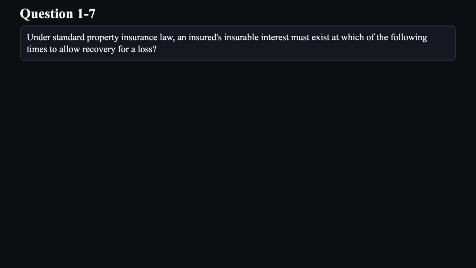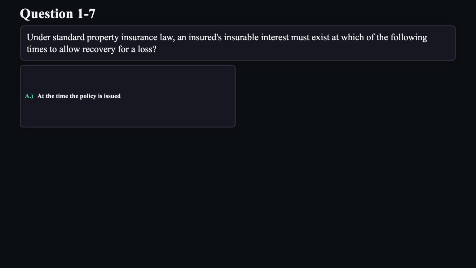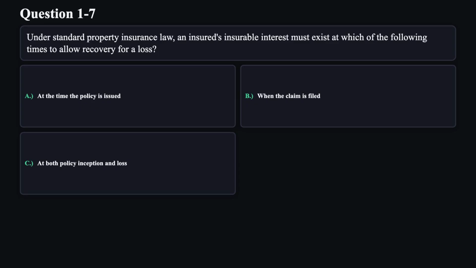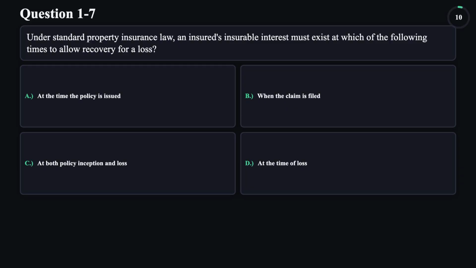Question 7. Under standard property insurance law, an insured's insurable interest must exist at which of the following times to allow recovery for a loss? A. At the time the policy is issued. B. When the claim is filed. C. At both policy inception and loss. D. At the time of loss.